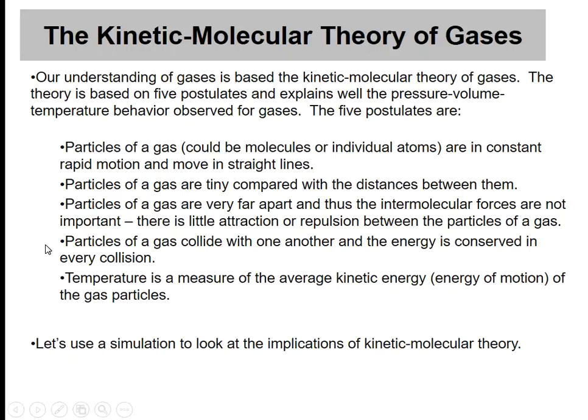The fourth thing is that the particles of the gas collide with one another, and the energy is conserved in every collision. So the particles just bounce into each other, they bounce into the walls, they bounce all over the place. The kinetic energy is conserved in those collisions, so you don't lose energy in those collisions. It's just distributed differently. And then the last thing is temperature, and this is the absolute temperature, the Kelvin temperature, a measure of the average kinetic energy, the energy of motion, of the gas particles. You may have seen a relationship for that in physics. We don't really care about it, but there's an energy of motion, a kinetic energy, and so the temperature is a measure of that average kinetic energy of gas particles in that sample.